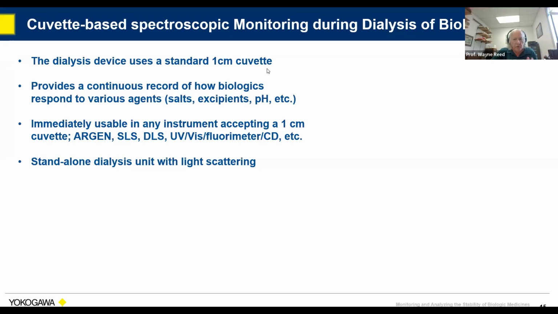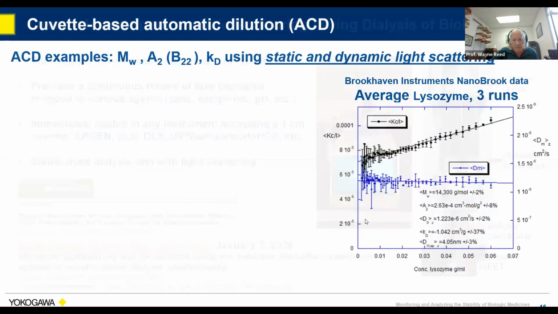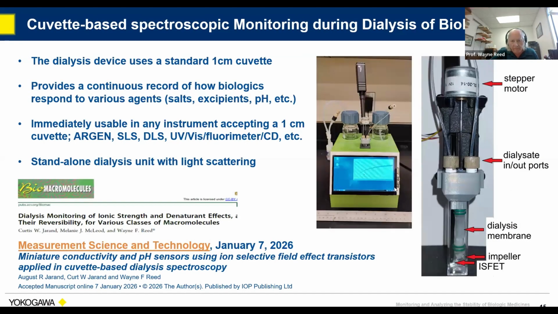Just a few things on that. So it uses the 1 centimeter cuvette, which fits right into the Argen and other devices. You get a continuous record of how biologics will respond to electrolytes or other excipients diffusing in through the dialysis membrane. Again, you can use it in any of these instruments that accept the cell. And that's the controller for this, and you can see the device, and it's the real picture of it.